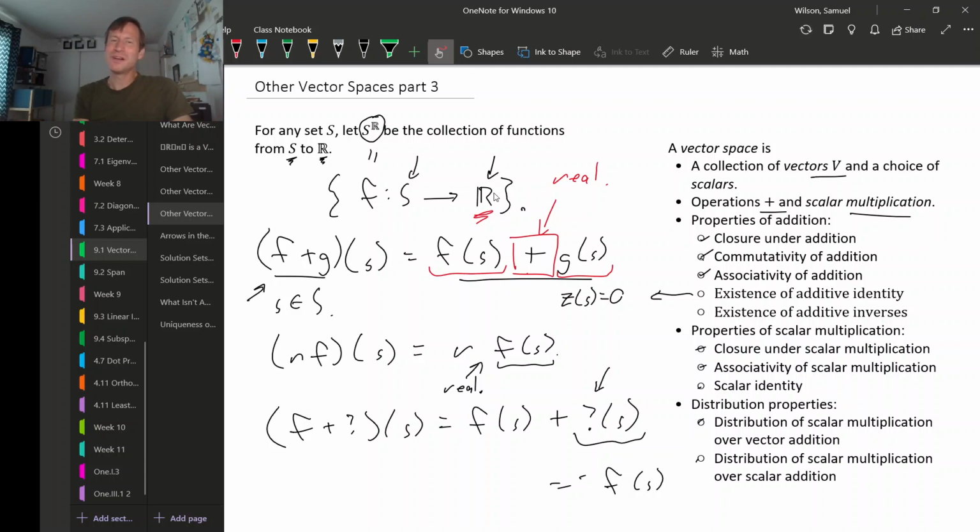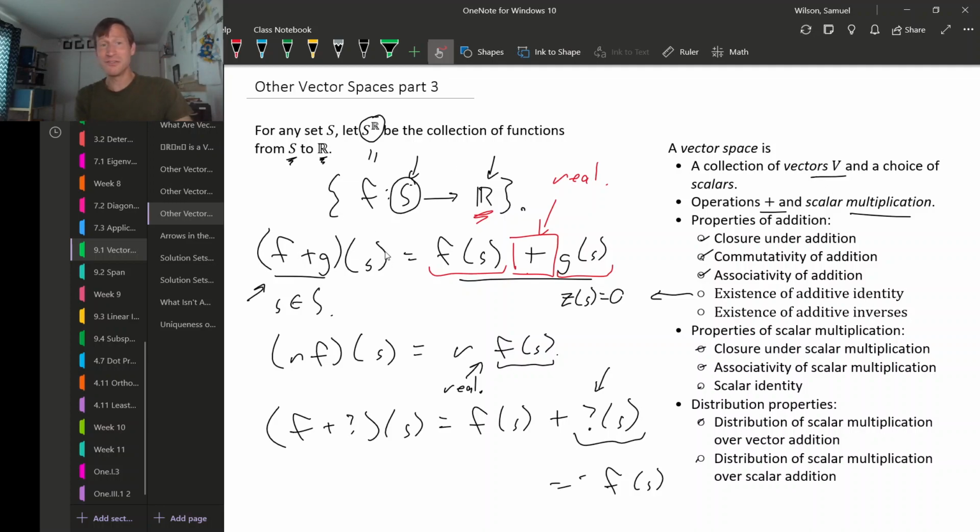Often, when the examples of these kinds of vector spaces come up, this domain set here is actually also real numbers. So a big example of this is all of the functions from the real numbers to the real numbers. Altogether, those form a vector space. Or all of the functions from the positive real numbers to the real numbers. Those also form a vector space. So you can see this is an easy way to get vector spaces.